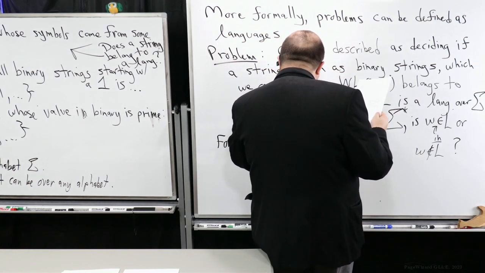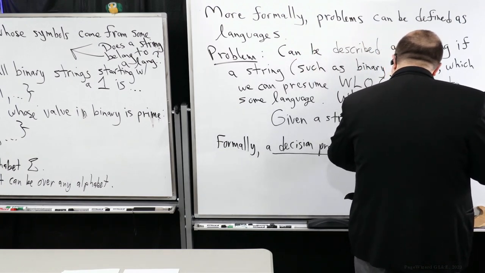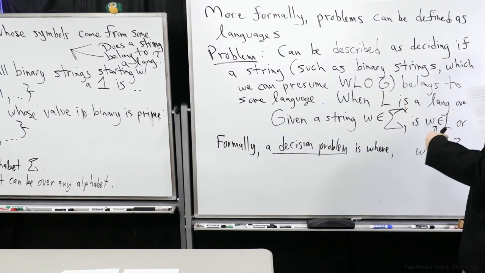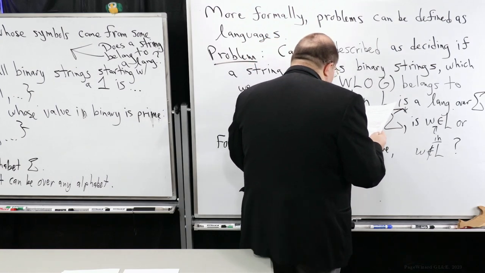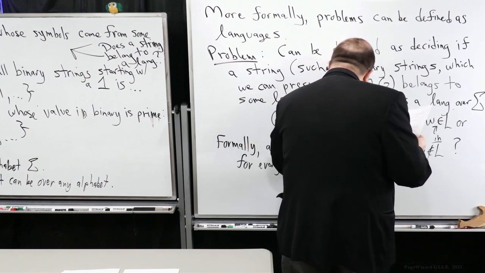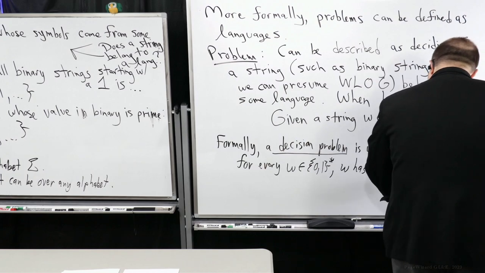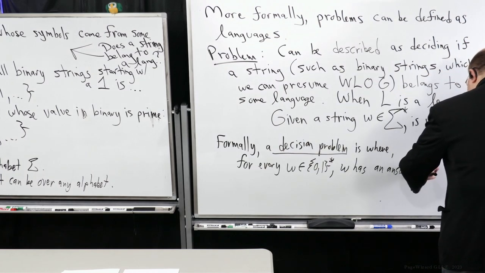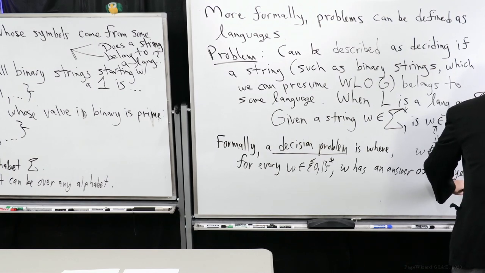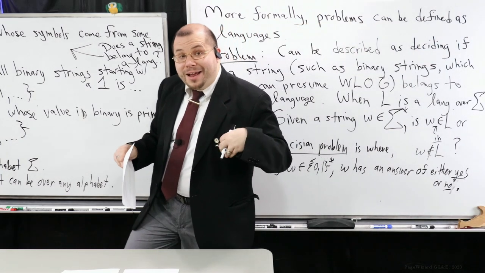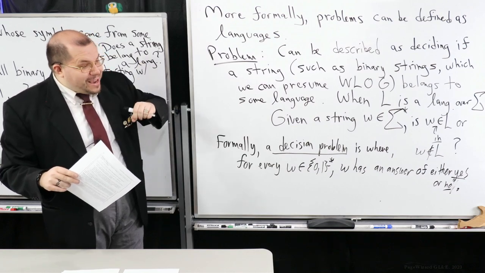Formally, a decision problem, this is how you traditionally will define a decision problem. A decision problem is where, for every string W in the set of all the binary strings, W has an answer of either yes or no. I was going to say not, but we'll stick with no. So for each one of the strings, we'll have an answer of yes or no. Do you see how this looks awfully familiar to what I just described up here? Is it in the language or is it not in the language?